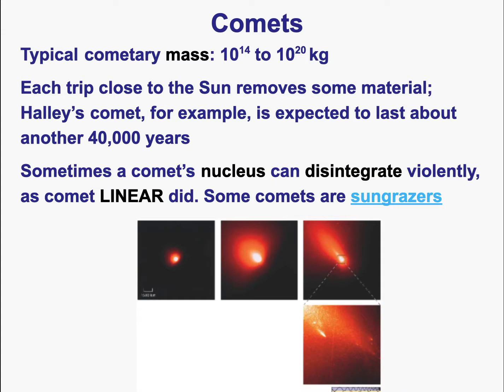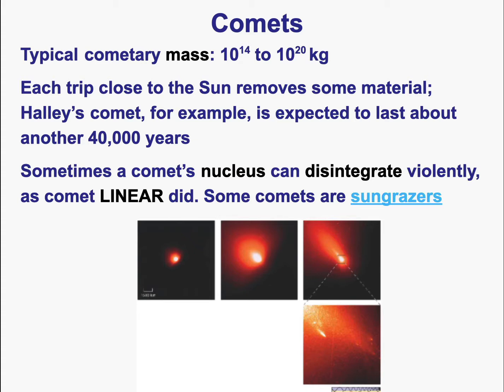The cometary object itself is like a big mountain of ice. In the case of Halley's Comet that we mentioned a moment ago, it may have 10 to the 20th kilograms of material to start with, and every time it passes by, it's losing material. I mentioned during the bit about meteor showers that Halley's Comet left behind a cloud of stuff that crosses the Earth's orbit, and every year we pass through it, and that causes a meteor shower.